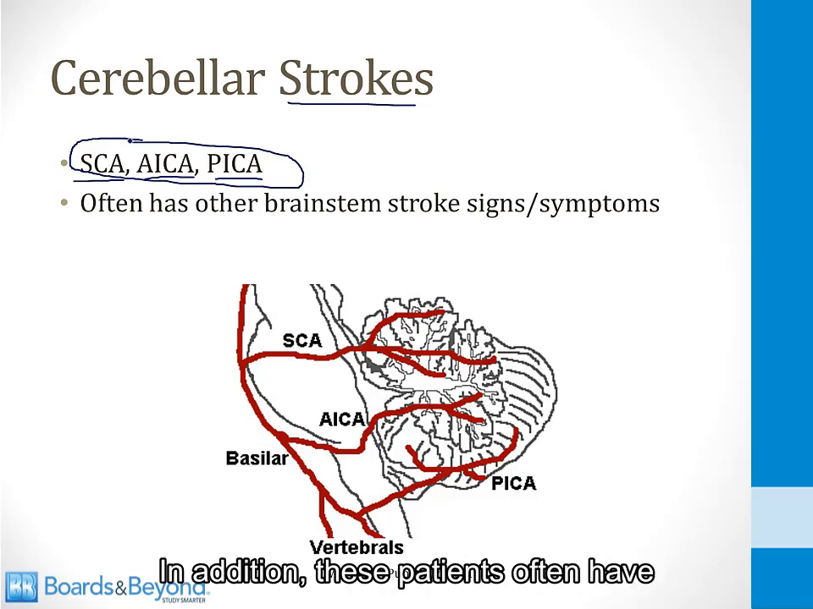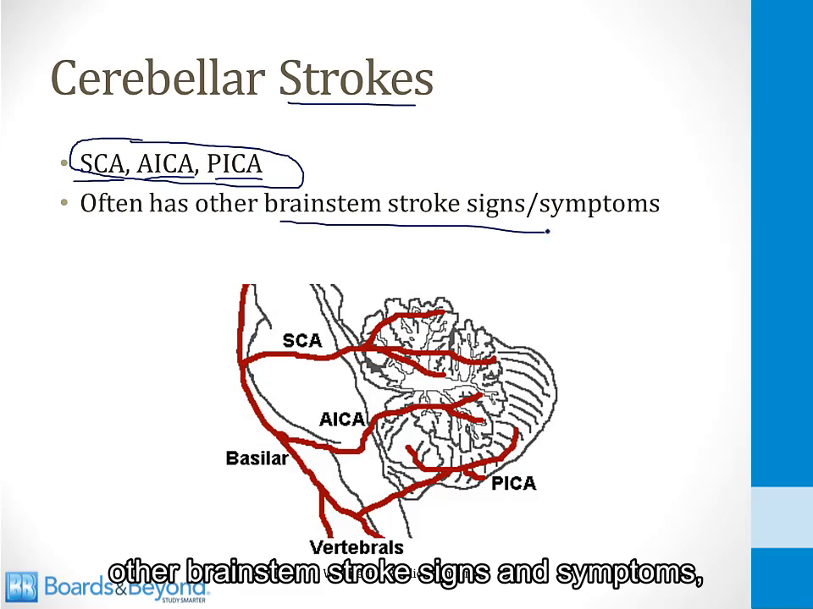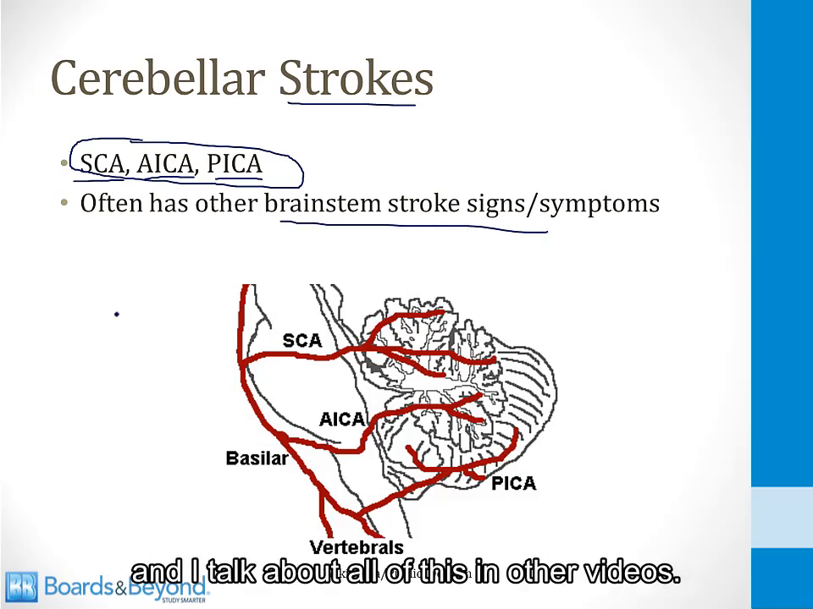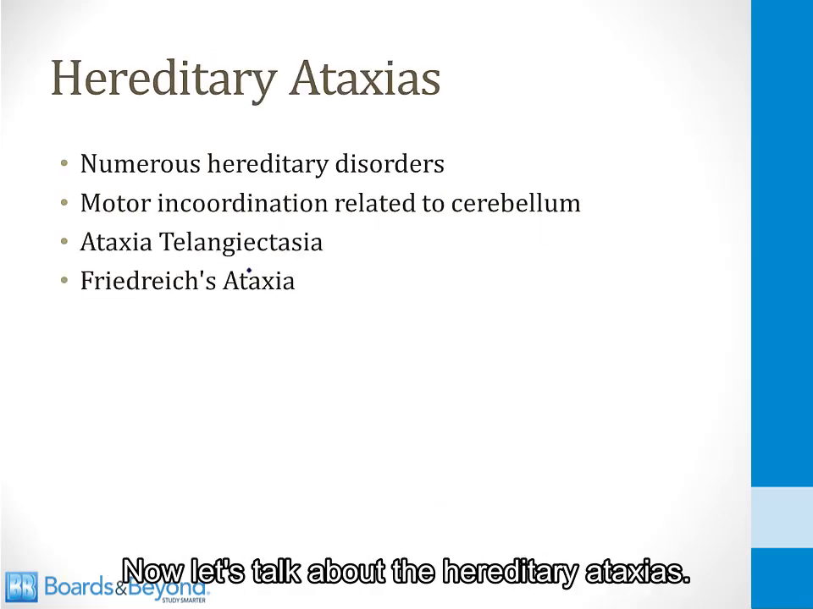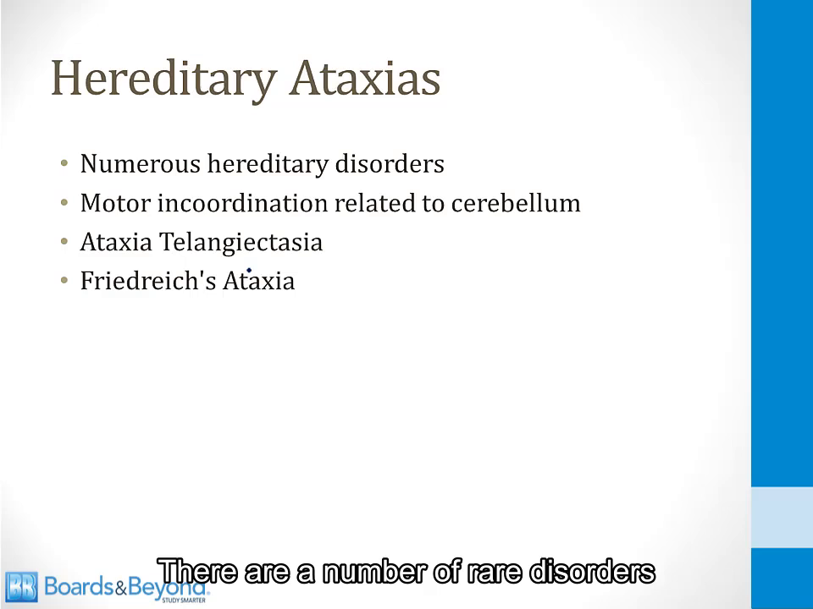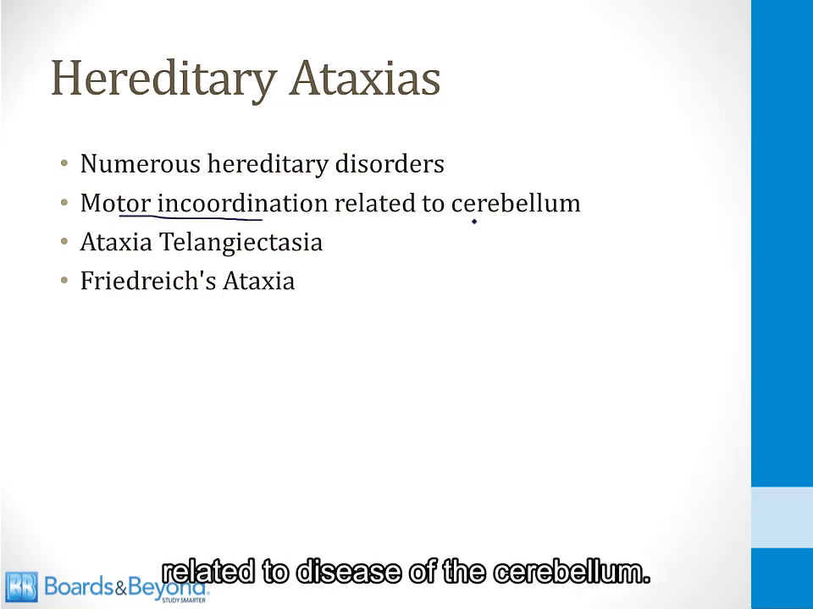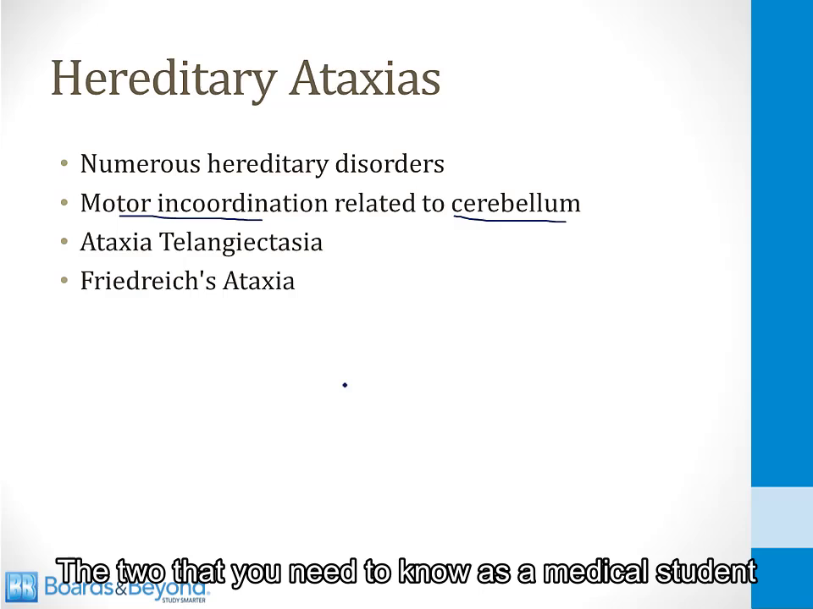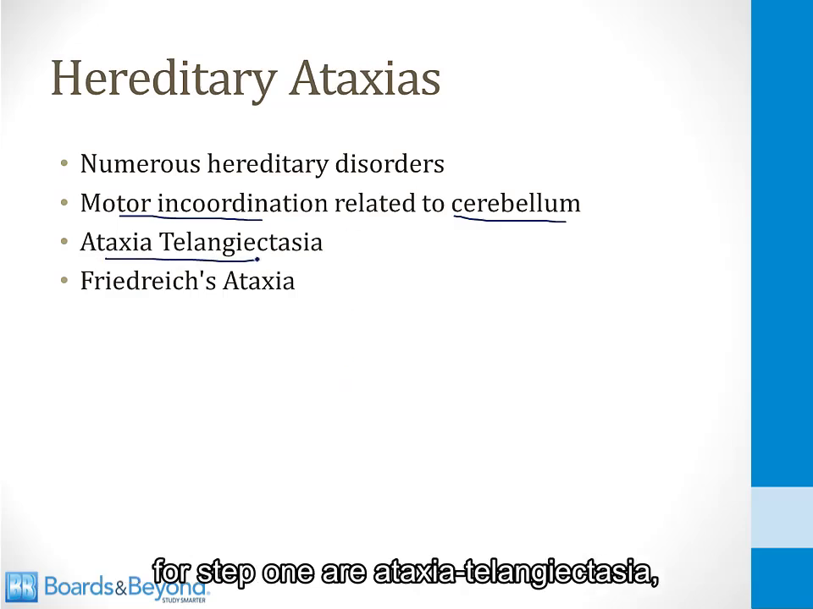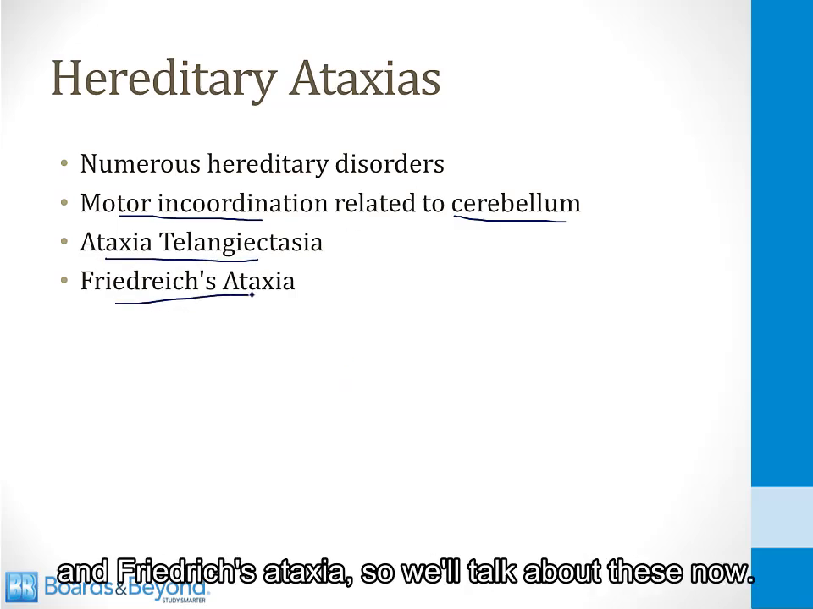In addition, these patients often have other brainstem stroke signs and symptoms, and I talk about all this in other videos. Now let's talk about the hereditary ataxias. There are a number of rare disorders called hereditary ataxias. They all lead to motor incoordination related to disease of the cerebellum. The two that you need to know as a medical student for Step 1 are ataxia telangiectasia and Friedreich's ataxia, so we'll talk about these now.